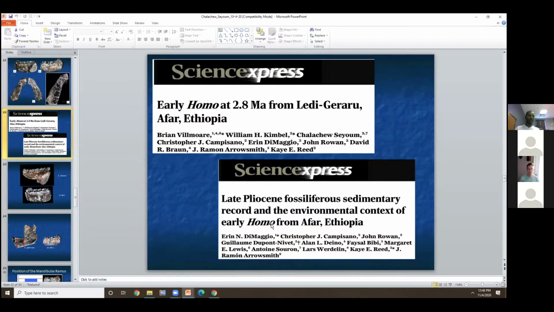The same year, in 2015. We found the fossil in 2013, but the paper was published in 2015. One paper is about the geology, the dating, and the environment, and the other one is specifically focusing on the jaw itself. So that was a really very exciting time for everyone.